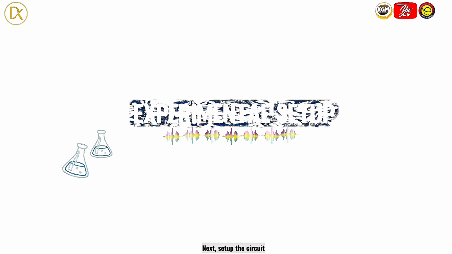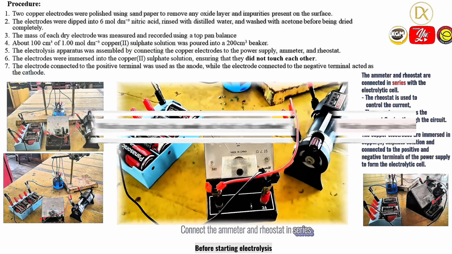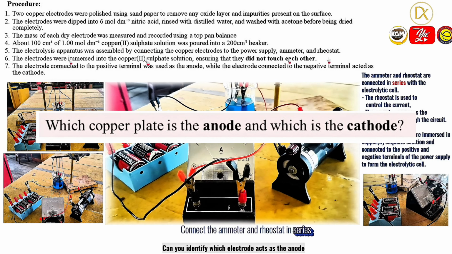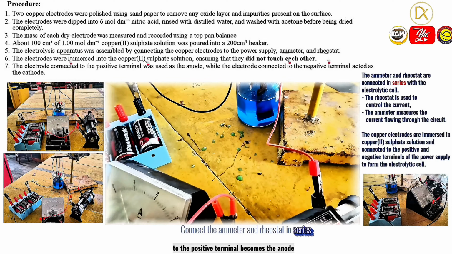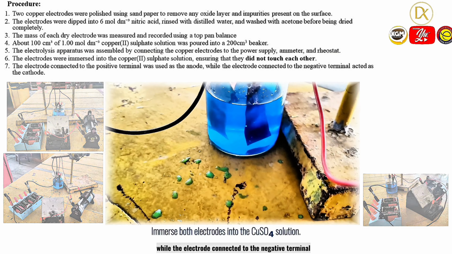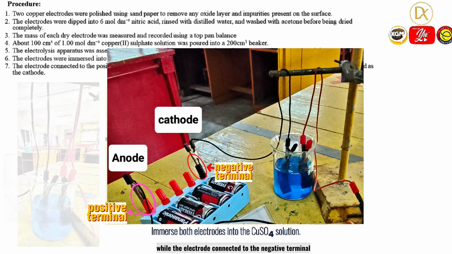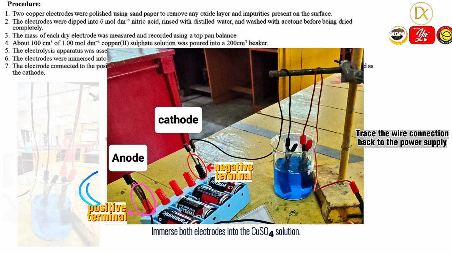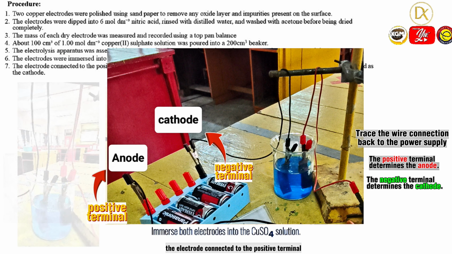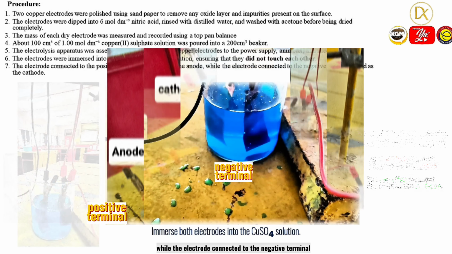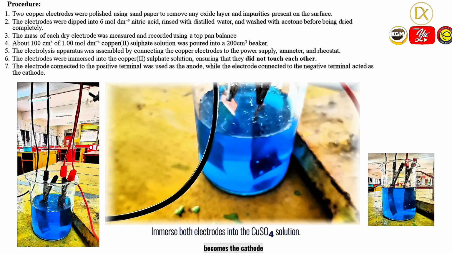Next, set up the circuit. Before starting electrolysis, can you identify which electrode acts as the anode and which acts as the cathode? The electrode connected to the positive terminal becomes the anode, while the electrode connected to the negative terminal becomes the cathode. So, in an electrolytic cell, the external power supply determines the polarity of the electrodes.